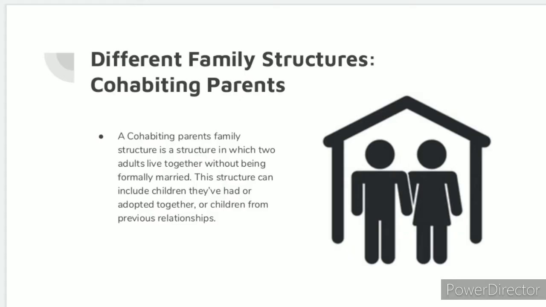Another type of different family structure is the cohabiting parents. The cohabiting parents family structure is a structure in which 2 adults live together without being formally married. This structure can include children they've had or adopted together, or children from previous relationships.